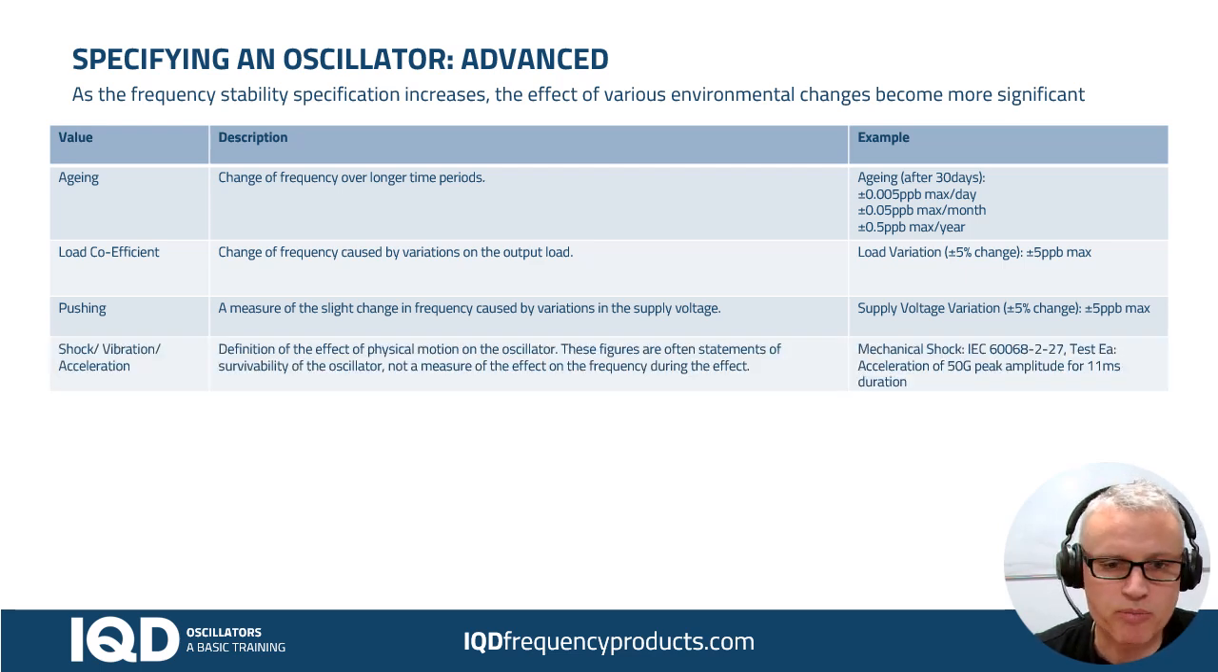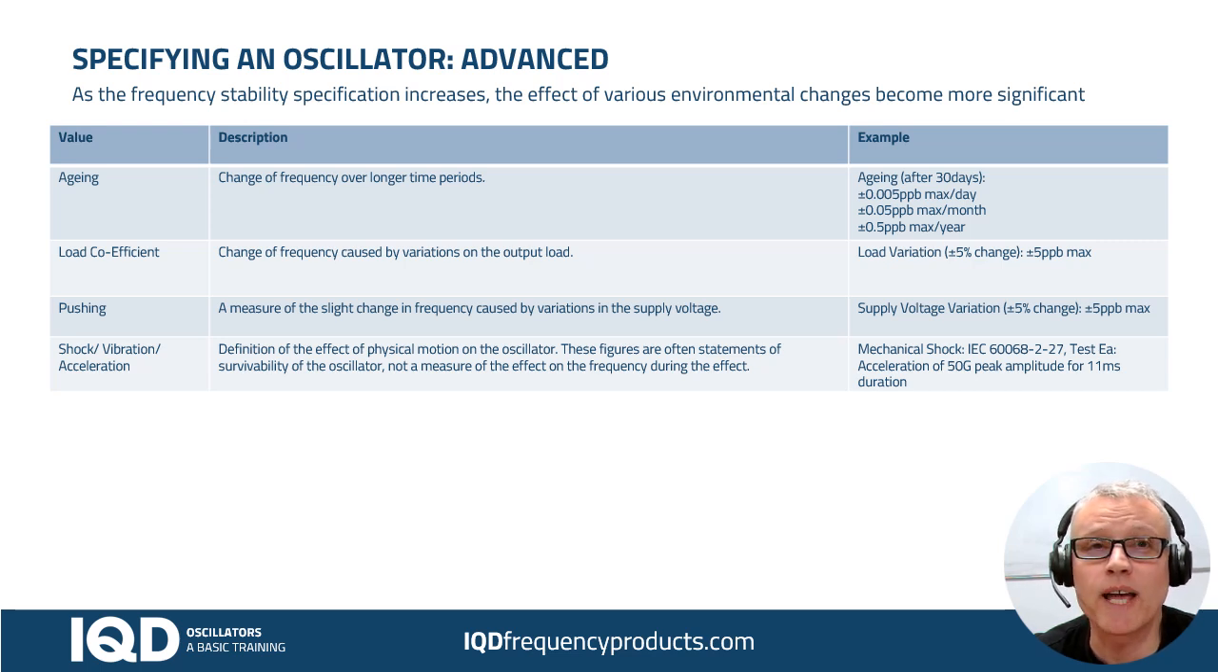Then we have shock, vibration, acceleration, and all the other environmental stresses that components have to survive. And we might well put on the data sheet something like mechanical shock as per IEC 68068 test 2227. We might define the level of shocks and the amplitude of the duration, and we will lay all of that out on the data sheet, and you might have some specific application where there's a specifically high shock that we need to meet or something like that.